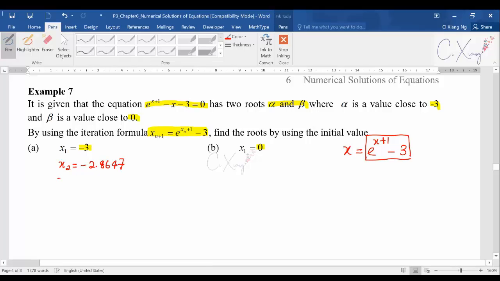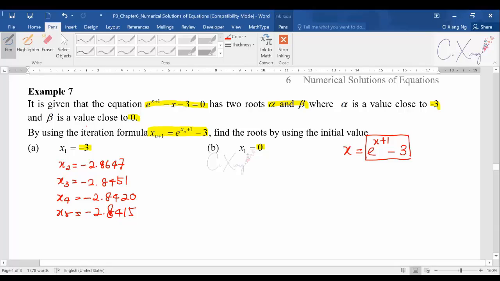When you key in negative 3, you will get negative 2.8647. Then if you continue, negative 2.8451. Then you continue again, you should have negative 2.8420. Then x5, I will get negative 2.8415. From this part, I think I can stop here because it is very obvious I can get the two decimal place number, which is 2.84.